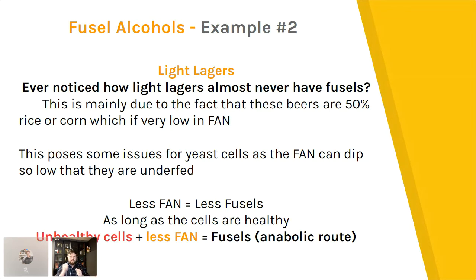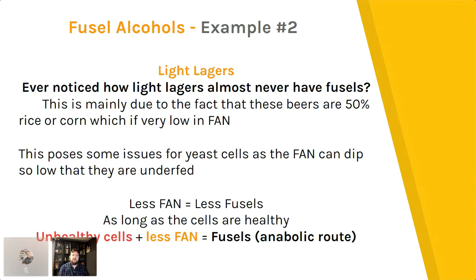Now, as long as the cells stay healthy, this should be fine. However, if we have unhealthy cells or stressed cells, or cells that just aren't doing their best, something's happened to them, and we give them a low amount of FAN, we will get fusels via that anabolic pathway. It's not ideal. It's something that you typically see large-scale breweries deal with by pushing these beers towards discount brands. Not something you see common in most microbreweries or homebrewers, but it's something you need to be aware of.